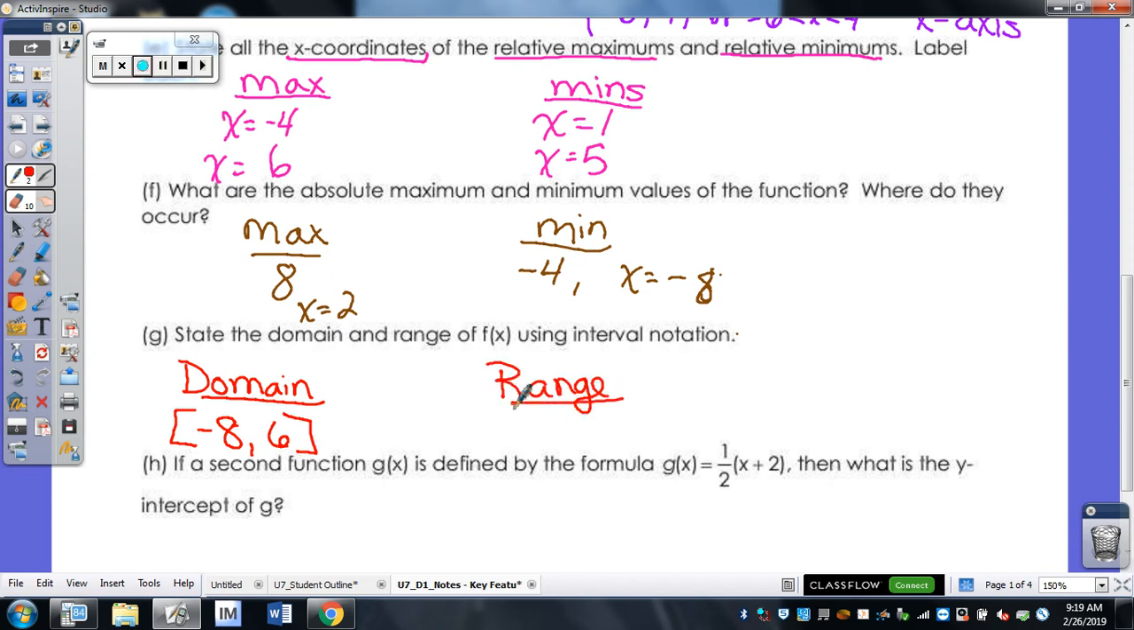For our range, I don't even really need to flip back up to the graph because I've got my absolute max and my absolute min values right here. That's going to be your range, your absolute minimum and your absolute maximum. So my range goes from negative 4 all the way up to positive 8. Again, there were absolutely no open circles on our graphs, so brackets, because all those values are going to be included.